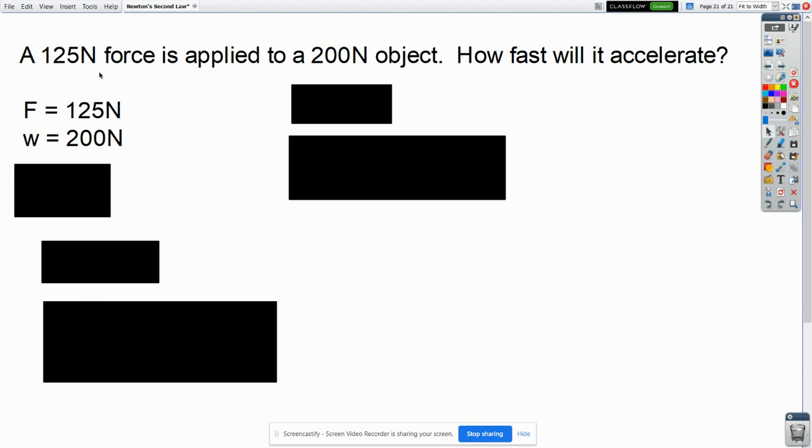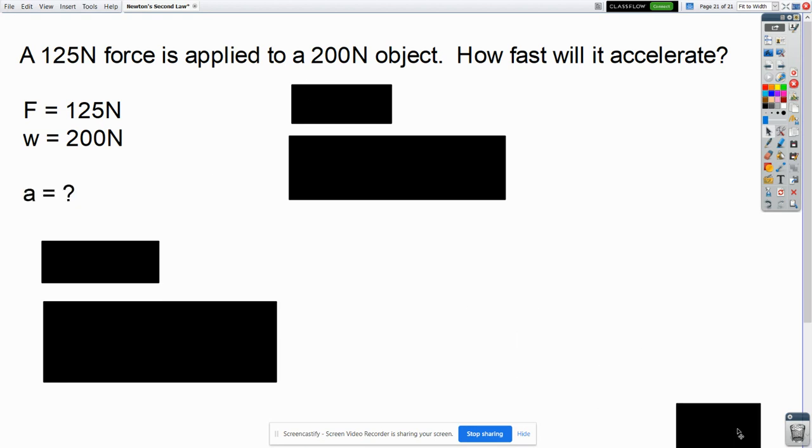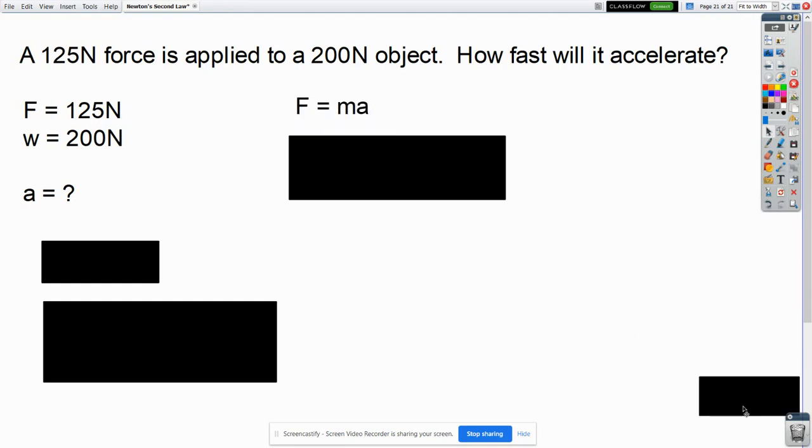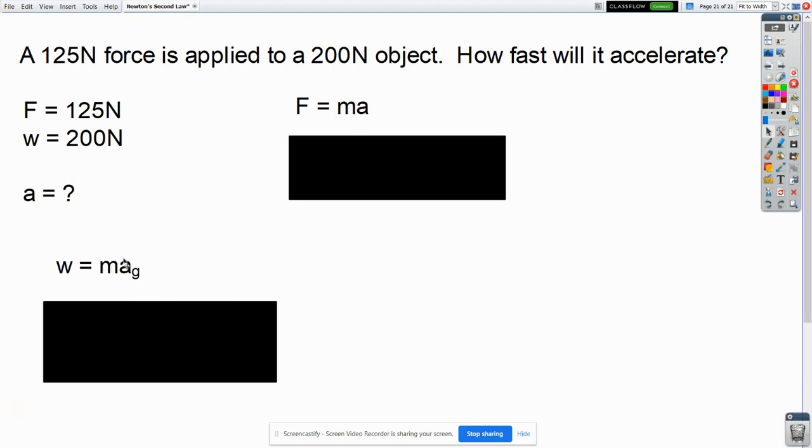So one of those newtons is a force, the other newton is a weight, and you have to be able to differentiate between which one it is. We're looking for how fast it's going to accelerate. The problem we have here is that the equation with acceleration in it is F equals m times a. While I have the force that's going to be applied to it, I don't have the mass. So I'm going to have to use the weight equation to figure out what the mass is.